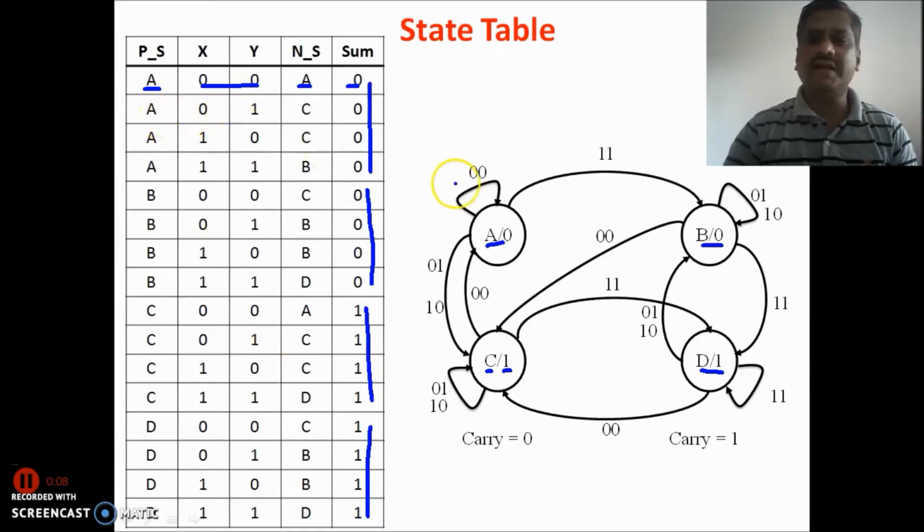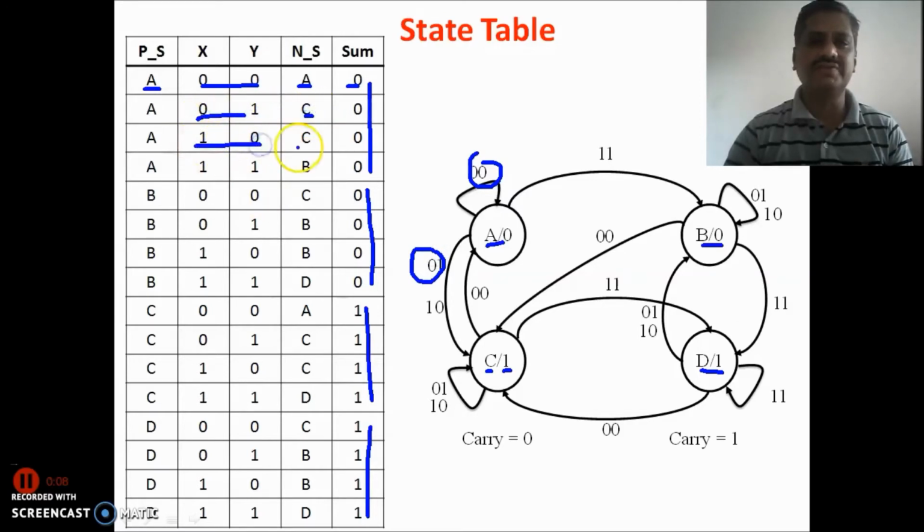Now whenever we are in state A, for 0 0 input, next state will be A. For 0 1 input, the next state will be C. For 1 0 also, the next state will be C. And for 1 1, the next state will be B.